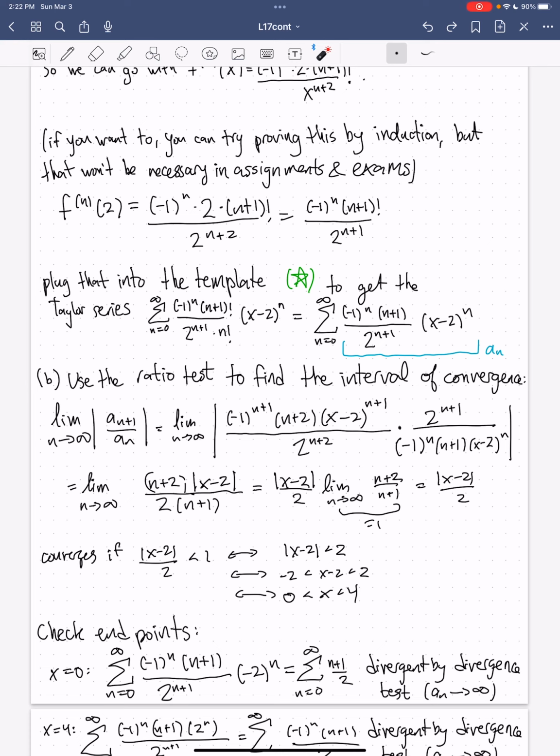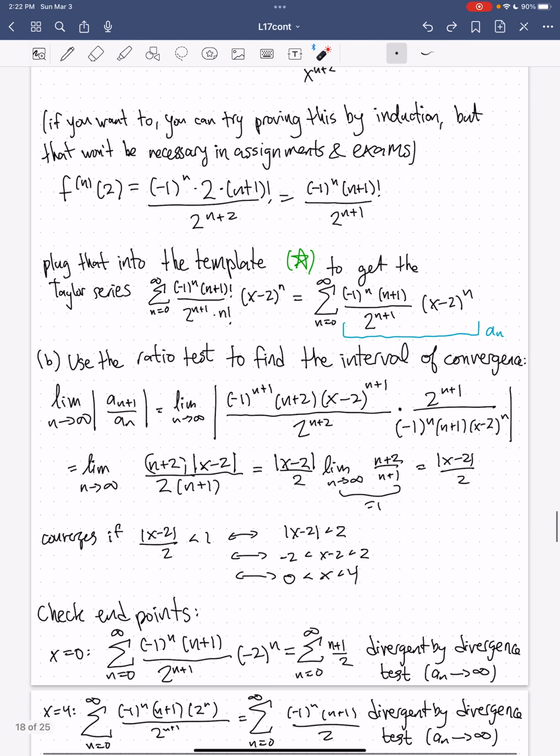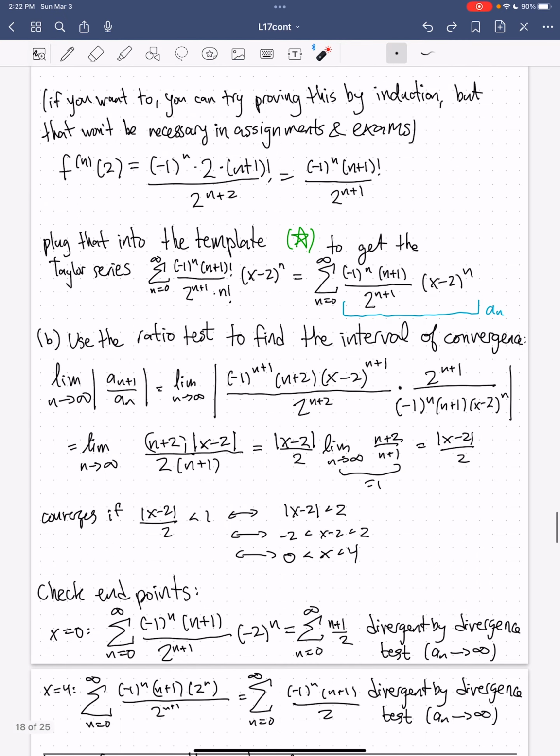So if we take an plus 1, that's just replacing the n with n plus 1. So here n plus 1 becomes n plus 2, and so on. Divide that by an, which is just the term as usual. Dividing it, we just multiply by the reciprocal. And after letting everything cancel out, we end up with absolute value of x minus 2 over 2. We can take this outside of the limit because the limit only depends on n, not x. The limit that we're left with is equal to 1, so the ratio test just gives us absolute value of x minus 2 over 2.